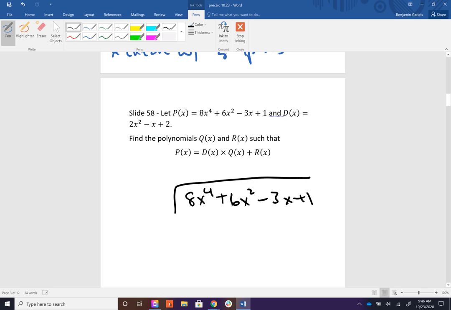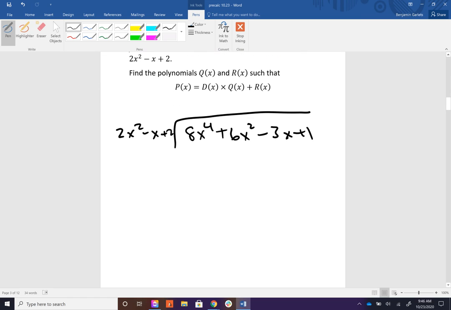Being divided by 2x squared minus x plus 2. Okay, so we need to figure out how many of these first terms go into this first term, because that's what we're doing. We're dividing, right? So if I look at the coefficient first, 2 times what number gives us 8? I'm hoping we see that that's 4.